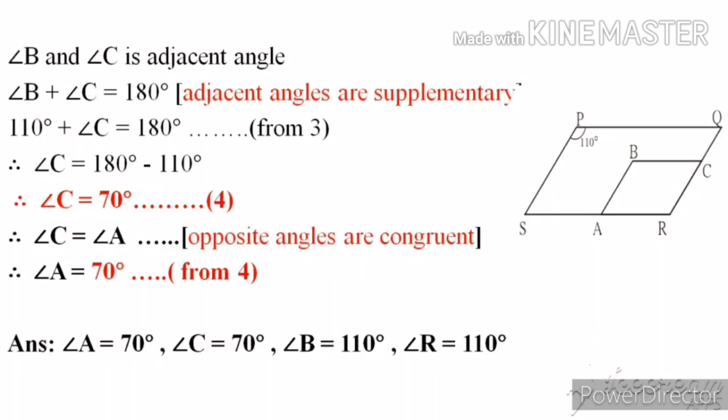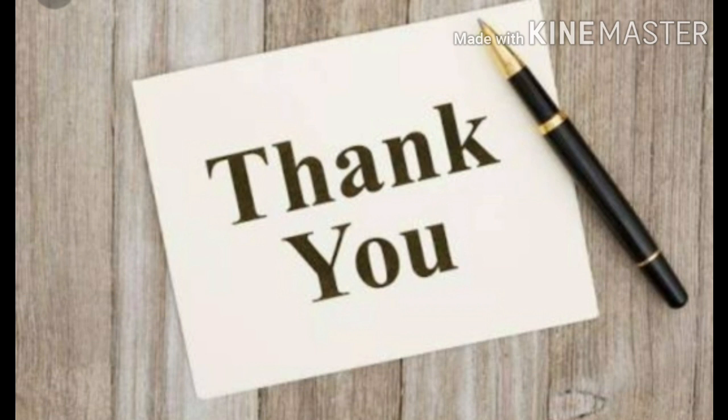Angle C equals angle A, as opposite angles are congruent. Therefore, angle A equals 70 degrees from 4. The answers are: angle A is 70 degrees, angle C is 70 degrees, angle B is 110 degrees and angle R is 110 degrees. Students, today we have completed Practice Set 5.1.